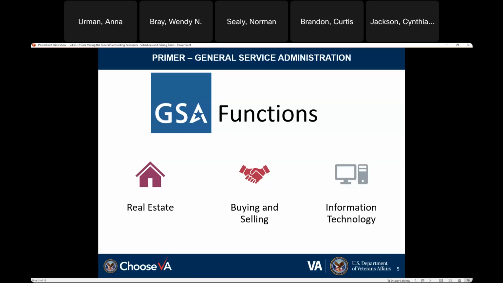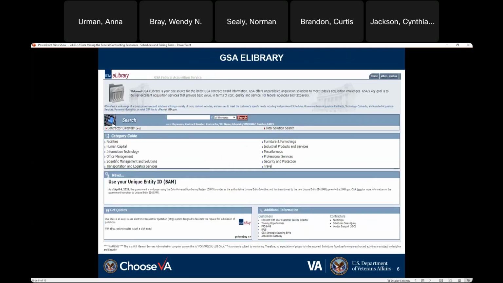But for today's purpose, we're going to focus on what GSA does to facilitate buying and selling of services and of products to the federal government by industry. We'll talk about a couple of tools, the GSA eLibrary being the first. And this one is the one that I recommend small businesses look at when you're trying to determine, first of all, whether or not a GSA schedule is something that you'll need to pursue.